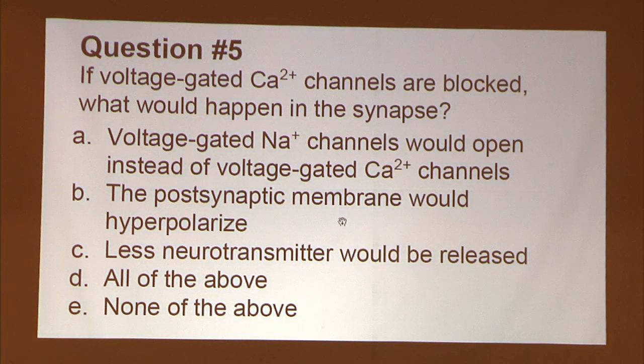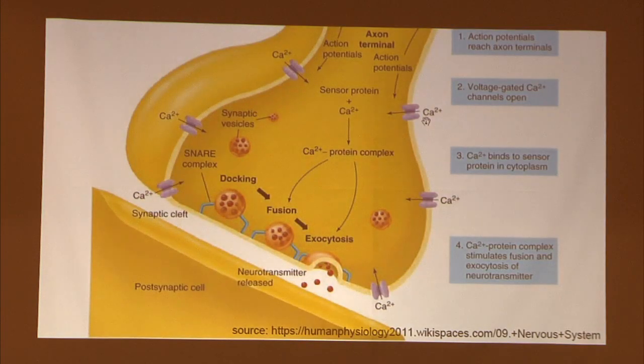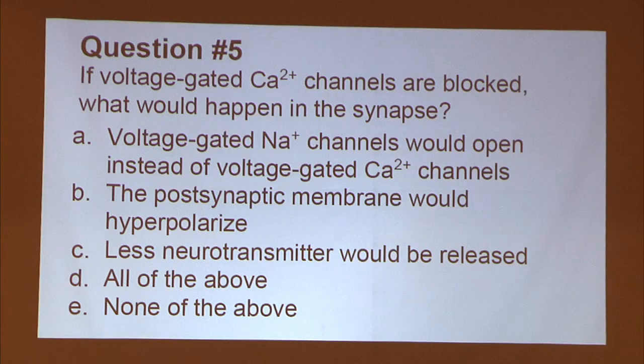B says the postsynaptic membrane would hyperpolarize. The postsynaptic membrane probably wouldn't have anything happen, because if our calcium channels are blocked, we're not going to be releasing neurotransmitter. If we're not releasing neurotransmitter, then nothing's going to be happening on that postsynaptic cell. So the postsynaptic membrane really wouldn't have anything happen to it. It wouldn't be hyperpolarizing or depolarizing. No neurotransmitters would be released because no calcium channels were open to allow calcium to release them.